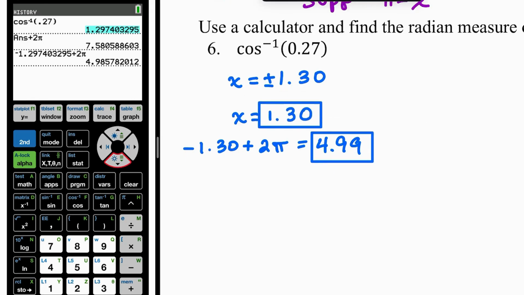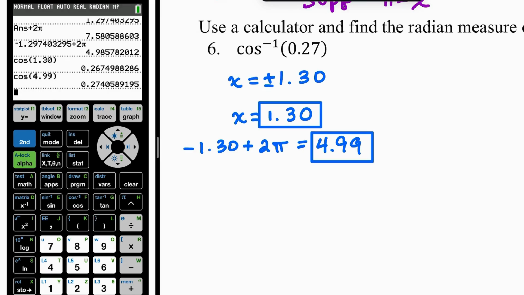Now, how can I make sure that this was right? Well, these are our angle measures. So if I were to go in and press cosine, or I have to go down here. So cosine of 1.30, is that pretty close to 0.27? Yeah, if you round to the decimal places, it is. What about cosine of 4.99? Sweet, pretty close. So why wasn't I doing inverses here? Well, because 1.30 and 4.99 are both angles. The 0.27 was a ratio. You plug in ratios into inverses and get out angles.